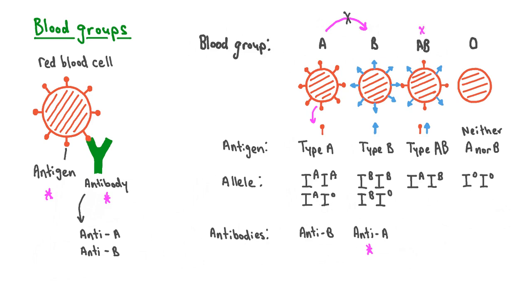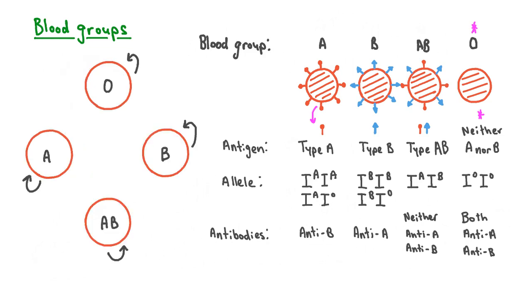So what about blood group AB? Because the red blood cells of blood group AB present both type A and type B antigens, neither anti-A nor anti-B antibodies will be produced. And in blood group O, which doesn't produce either A or B antigens, both anti-A and anti-B antibodies will be produced. Now let's look and see what blood groups are compatible for blood transfusions.